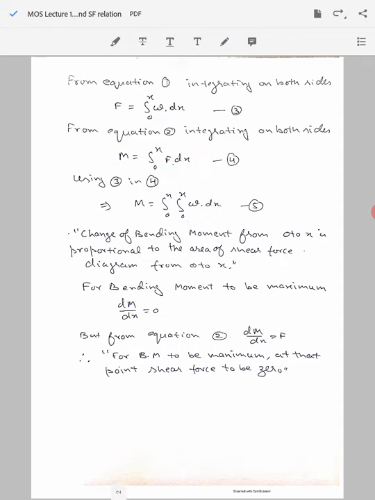Now we know that for the bending moment to be maximum, its differential with respect to x should be 0, so dM by dx should be equal to 0. But we have derived that dM by dx is equal to F. So what it tells us is that the bending moment will be maximum at the point where the shear force is 0. Because dM by dx equal to 0 gives us the maximum bending moment position, and as dM by dx is equal to F, the bending moment will be maximum where the shear force is 0, and that is what we have observed in all our previous numericals.